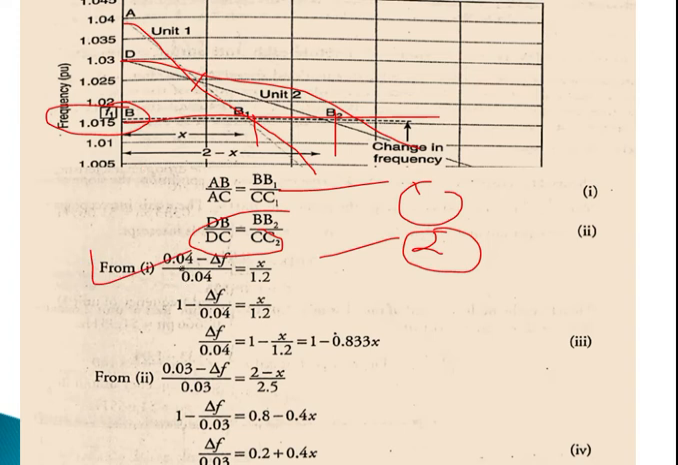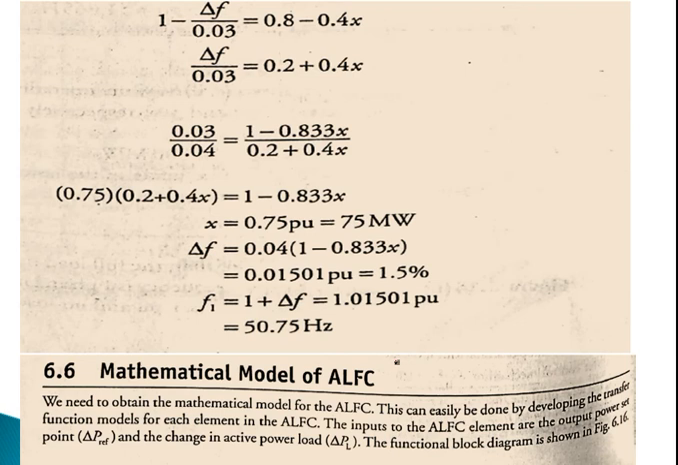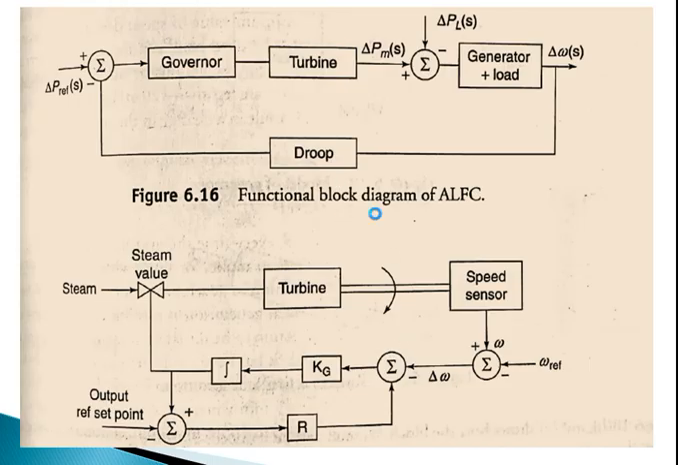AB is nothing but 0.04 minus delta F divided by 0.04, that is equal to x divided by 1.2. X is the distance BB1, then CC1 is 1.2. 1.2 means that is generated power for 120 megawatt of power. And for the second unit, that is 0.03 minus delta F divided by 0.03, that is the characteristics. That is equal to, in place of x you can write 2.5 minus x divided by 2.5. If you solve equations 1 and 2, you will get the value of x and the value of delta F.